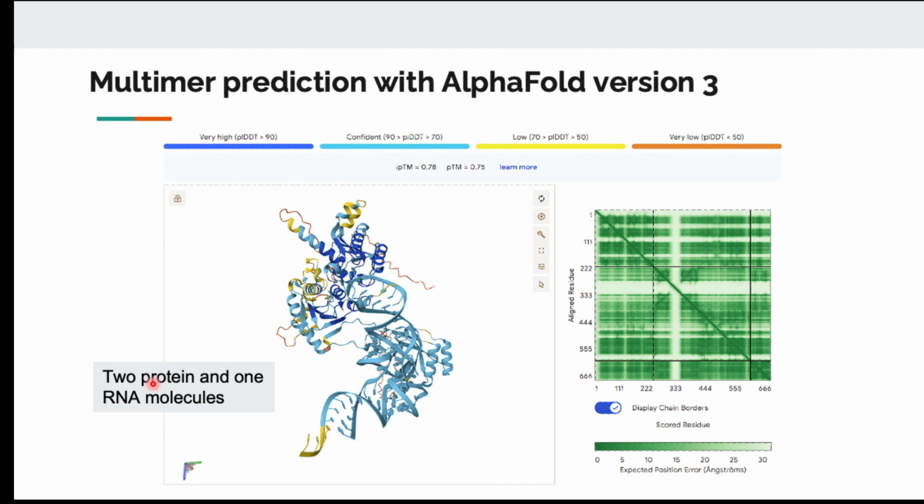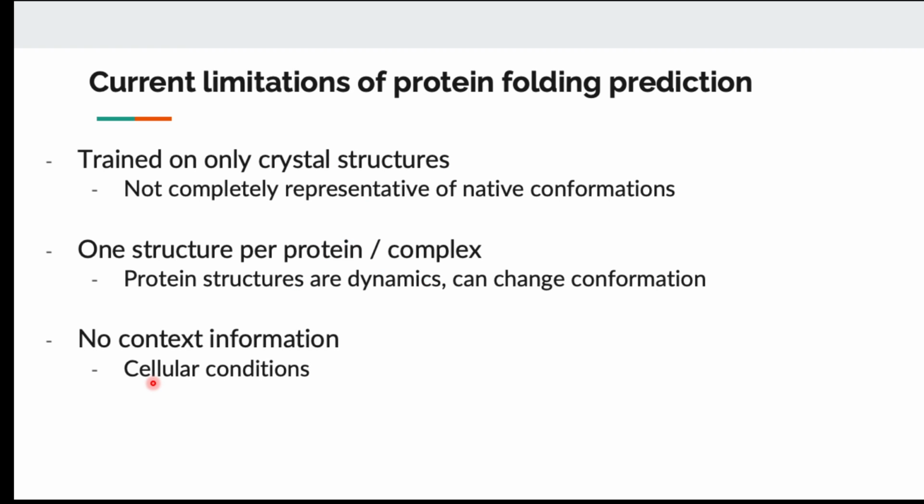And they are still improving this to allow different types of molecules and more proteins at once onto the structure. But there are still some limitations. We already mentioned that the data that we use to train this model, the data that we use as the structure of a protein, are from crystal structures. So this doesn't reflect completely or entirely the native conformation.